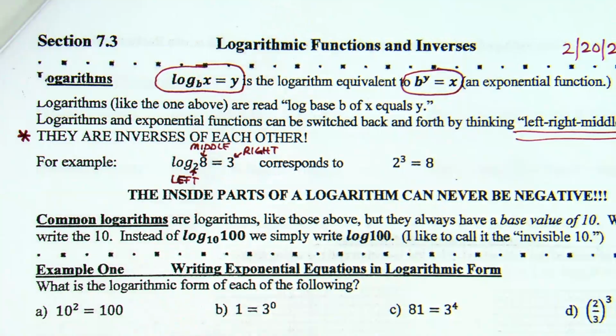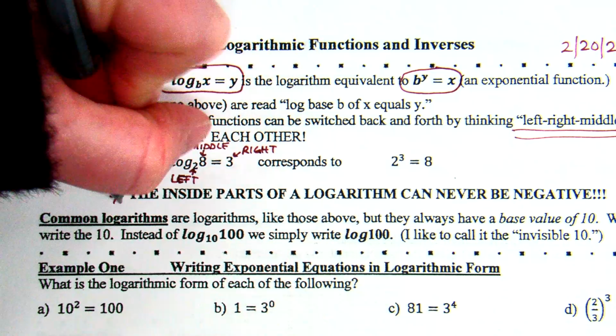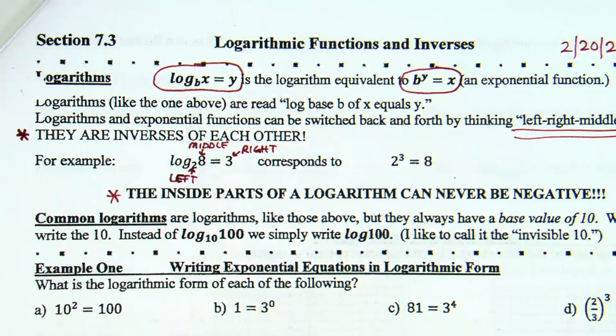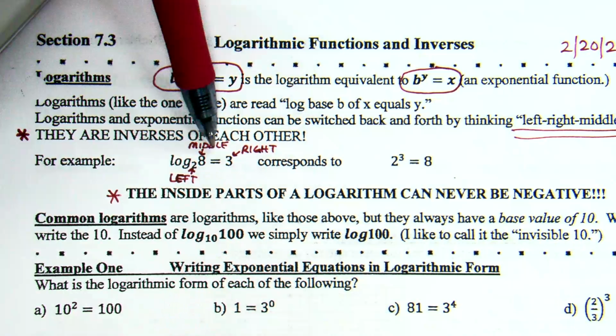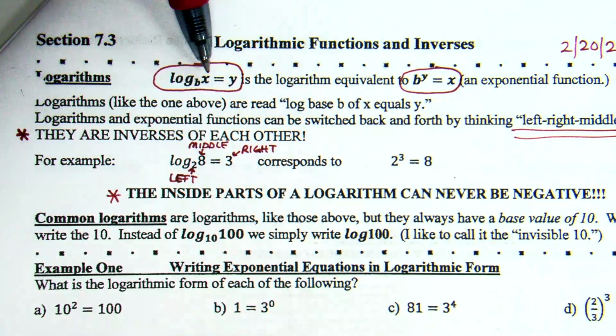A comment I need to make. The inside parts of a logarithm can never be negative. Where are the inside parts of a log, you might ask? Where this 8 is, that's the inside of the log. Or up here where the x is, that's the inside of the log. The base would never be negative also, but the insides of the log can never be negative. If you get a negative, you can't work the problem.